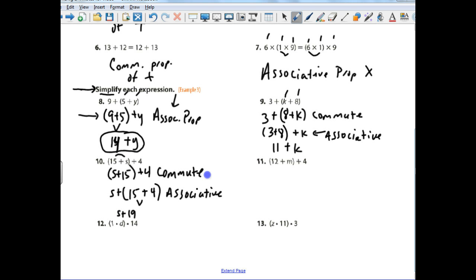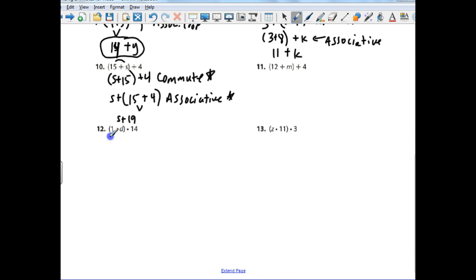Again, it's about the properties. It's about being aware and recognizing which one is which. That's what this section is about. Like I said, I'd like to just spend one day on it and nobody freaks out. Number 12. I'm going to skip number 11. I think we've done enough like that. Let's look at number 12. They have 1 times d times 14. Well, I can do 1 times d because I know that 1 times d is just d. That right there, that is the multiplicative identity. Or you might just write identity.